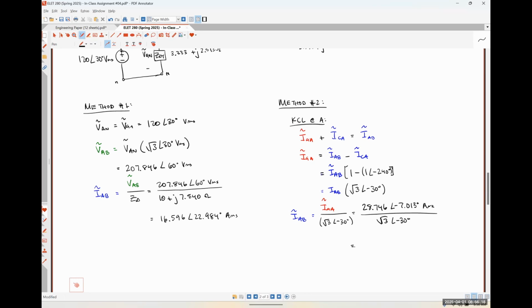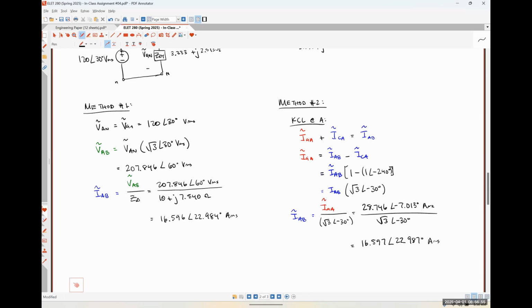angle negative 7.013 over root 3, angle negative 30. And I got 16.5965, so 16.597 with an angle of 22.987 degrees.